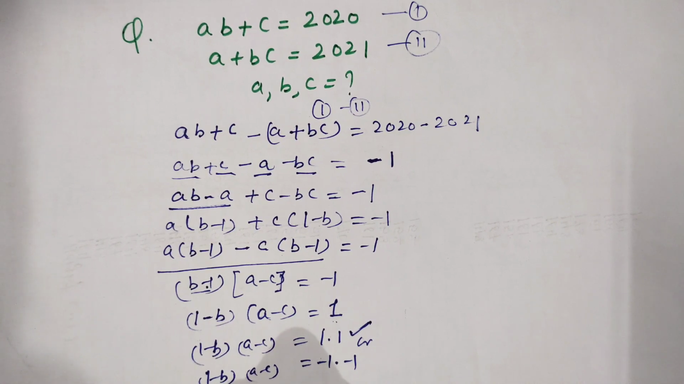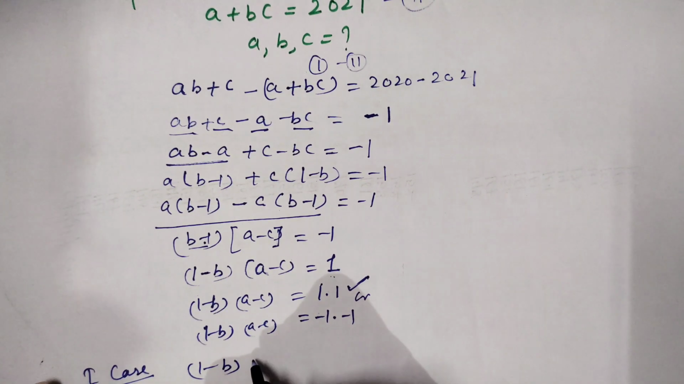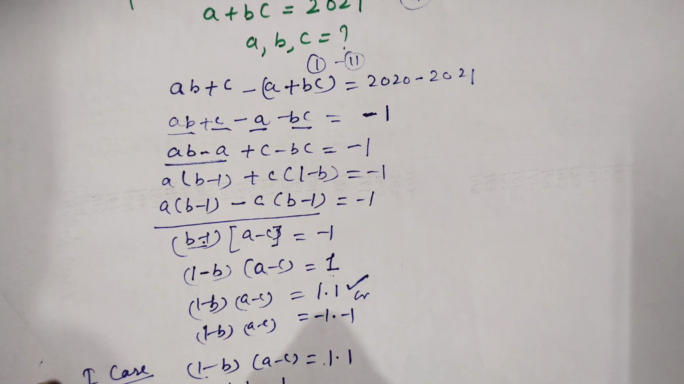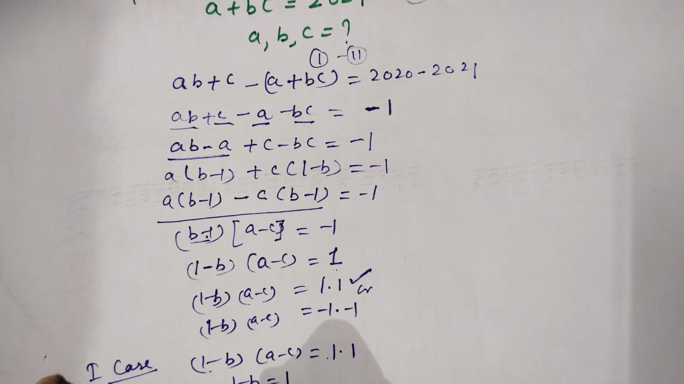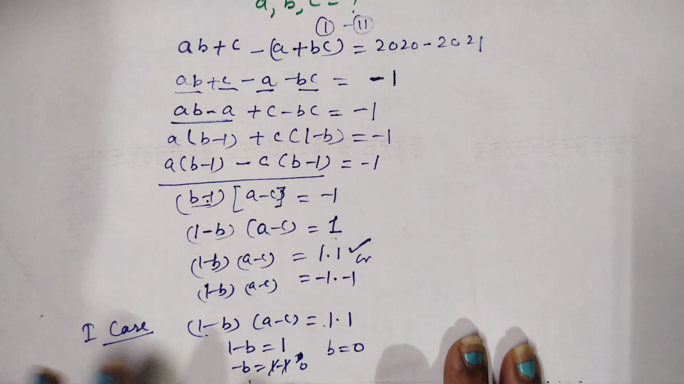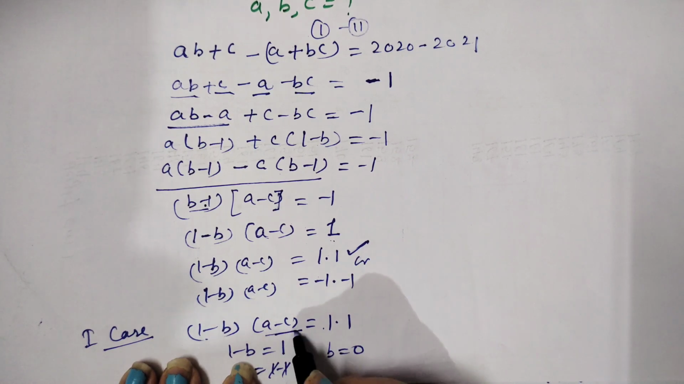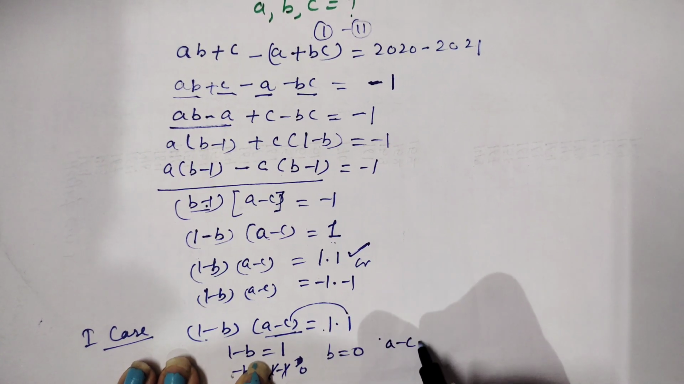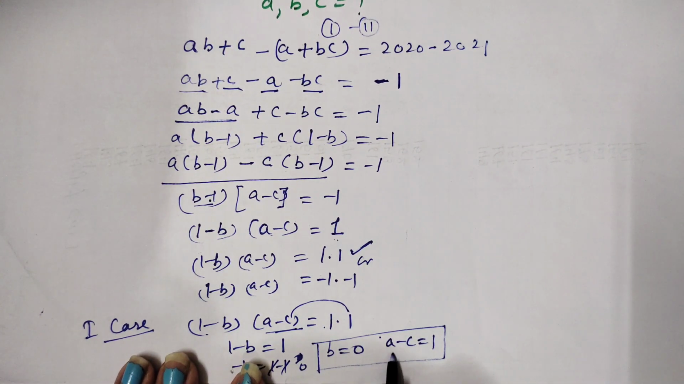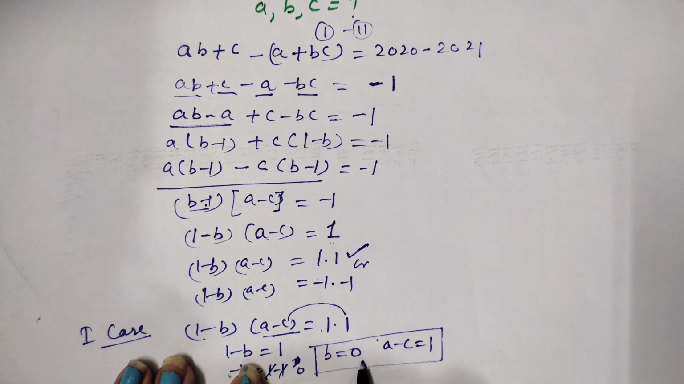First case is 1 minus B and A minus C equals 1 into 1. So 1 minus B is equal to 1, and so the value of B is 0, since minus B and the 1 goes to the right hand side. So the B value is 0. And the second one is A minus C equals 1. So this is your first case: you will get B equals 0 and A minus C equals 1.